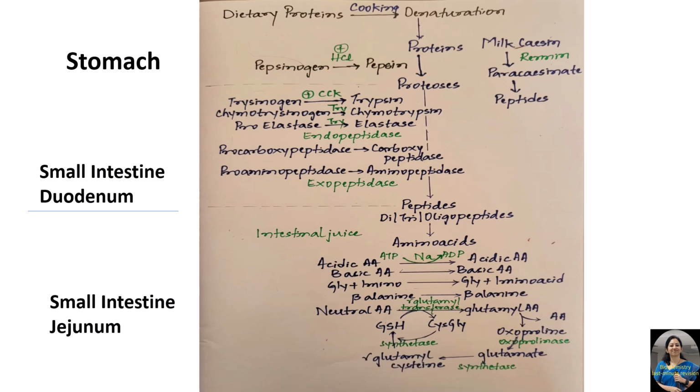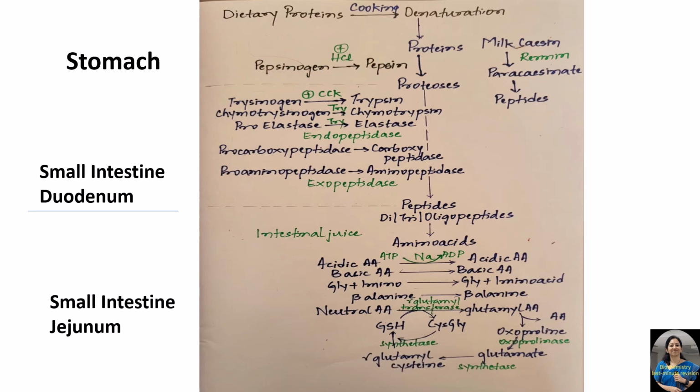All these pancreatic enzymes are present as inactive zymogens. Trypsinogen is activated to trypsin by enterokinase enzyme, and trypsin further activates all other digestive enzymes: chymotrypsinogen to chymotrypsin, proelastase to elastase, procarboxypeptidase to carboxypeptidase, and proaminopeptidase to aminopeptidase. So proteoses get converted to peptides, and peptides are acted upon by peptidase enzymes and get converted to individual amino acids.